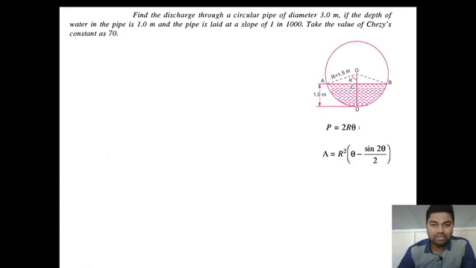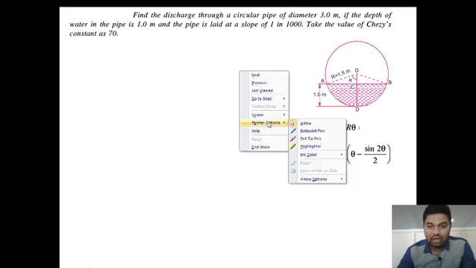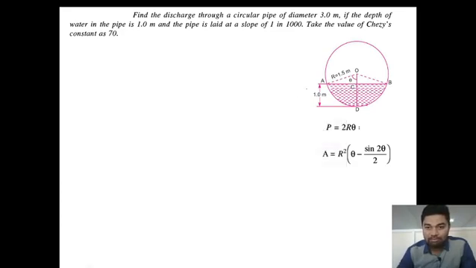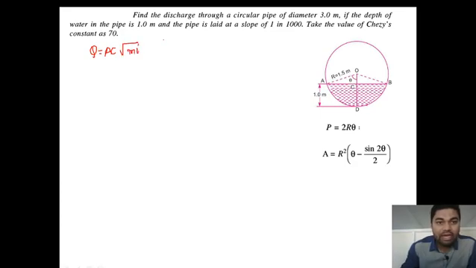As you can see on the screen, in this circular channel the depth of the flow is 1 meter, the diameter of the circular pipe is 3 meters, and Chezy's constant is given. So, what do we need to find out? We need to find the discharge. What is the formula for discharge? Q is equal to AC under root mi. This is the formula for discharge.